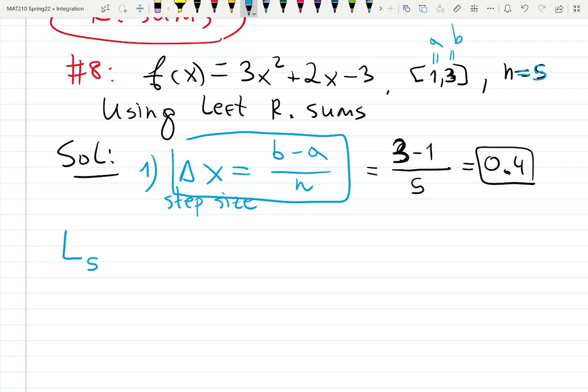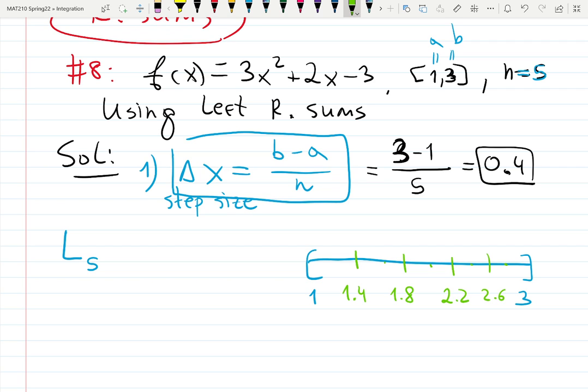Then you're using the first point, and you can sketch the graph. Here it is from 1 to 3. I have 5 intervals: 1, 2, 3, 4, 5. The step size is 0.4, so it's going to be 1.4, 1.8, 2.2, 2.6, and then to 3. Okay, works. So for the left sums, I'm using these left points. They're literally left end points of the rectangles.